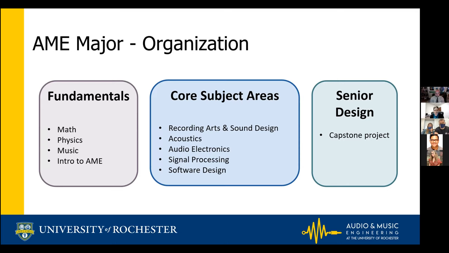So there's fundamentals. You're going to need to take some amount of math and physics. Usually our students take about 4 semesters of math and 2 semesters of physics. We also, unlike many engineering programs, do require music. So we require our students to take at least 2 semesters of music theory and 2 semesters of aural skills and musicianship training through the music department here on the River campus.